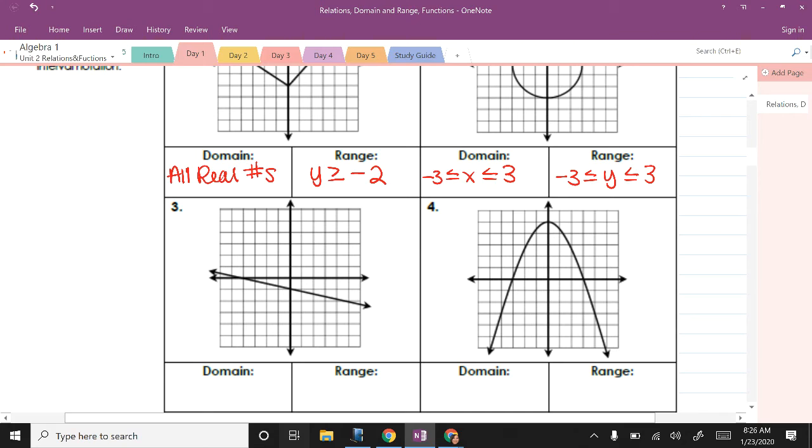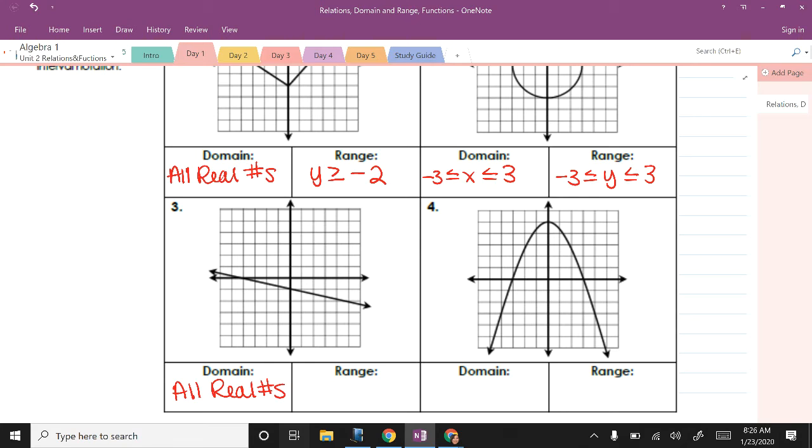Number 3 is a continuous line, isn't it? It's a slanted line going down from left to right. So the X's are what? All real numbers because it's going left and right forever in both directions. All real numbers. What about the Y values? Yeah. As it's going left and right, it's also gradually going up and down in both directions.